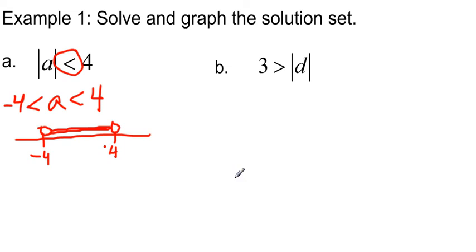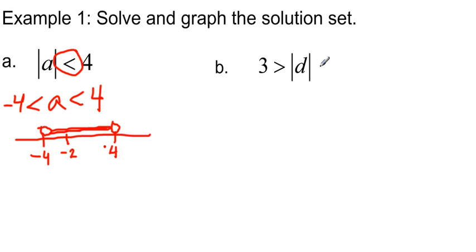If you wanted to check a value, you could certainly test one. Like if you wanted to test, let's say negative 2. Plug it into the original problem and you'll be able to check that your solution region works. The absolute value of negative 2, which is 2, is less than 4. That's a true statement.